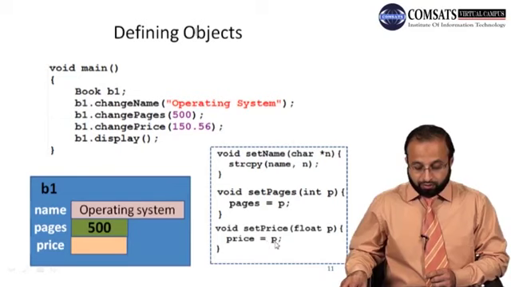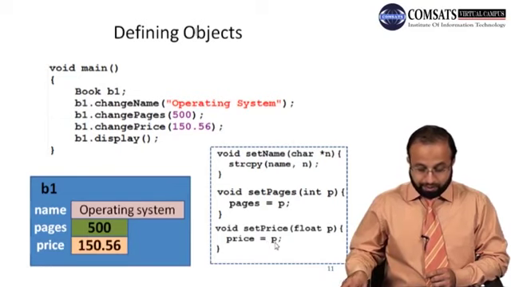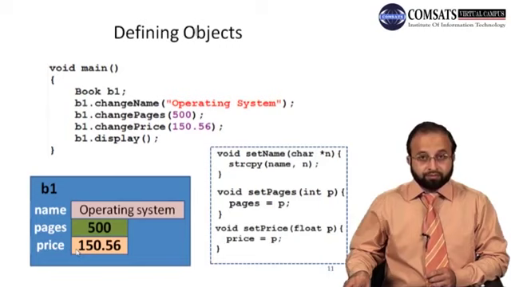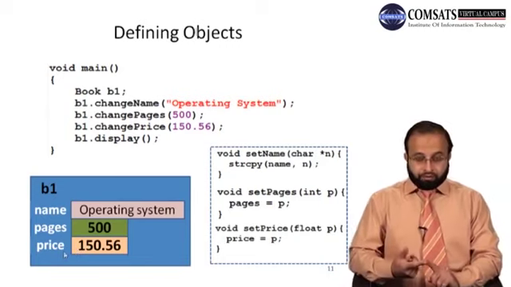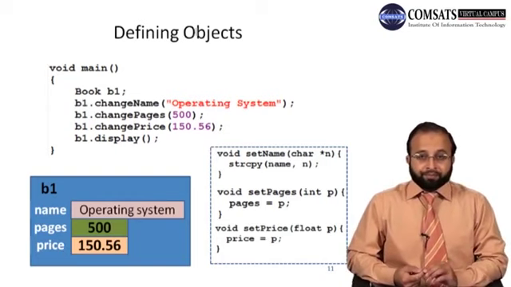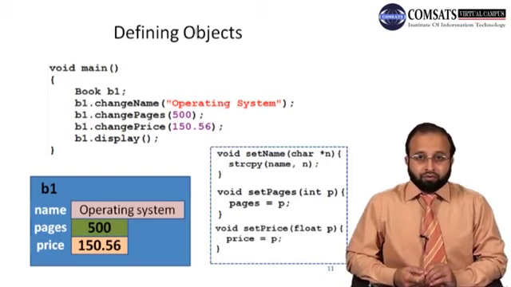So now this price will be assigned to the price, that is a private data member. So as I told you before, whenever you want to call the function of the class, you can call it by using some object.